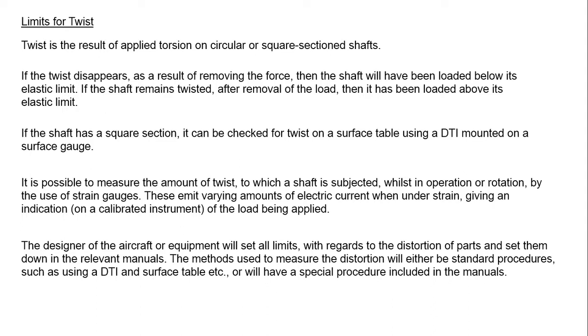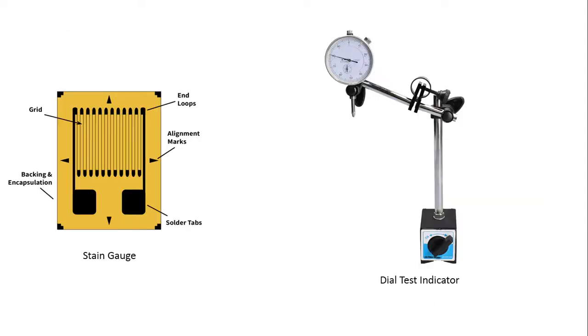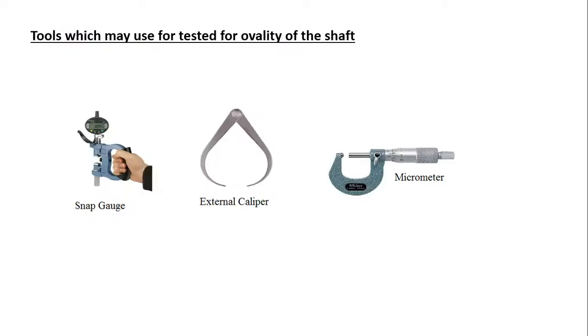The designer of the aircraft or equipment will set all limits with regard to the distortion of parts and set them down in the manual. The method used to measure the distortion will either be a standard procedure, such as using the DTI and surface table, or it may have some special procedure, which will definitely be given in the manual. So this is how the strain gauge and the dial test indicator look. I will show you the video and share it with you.